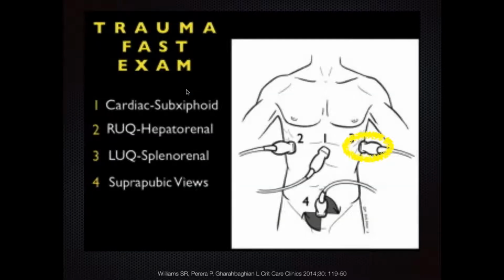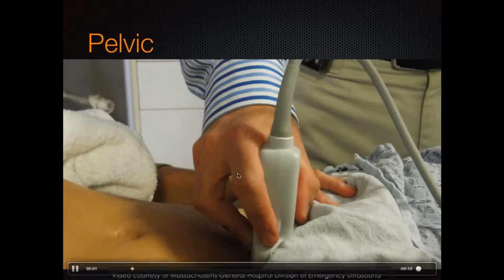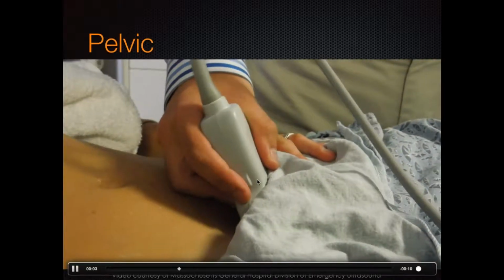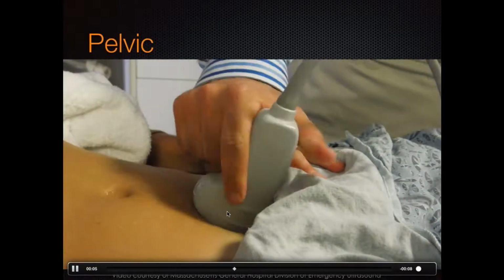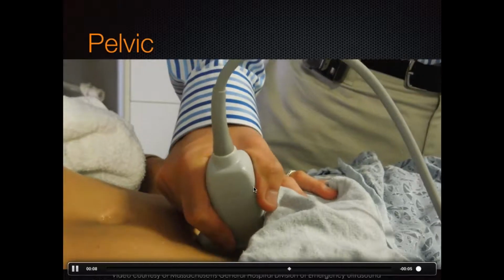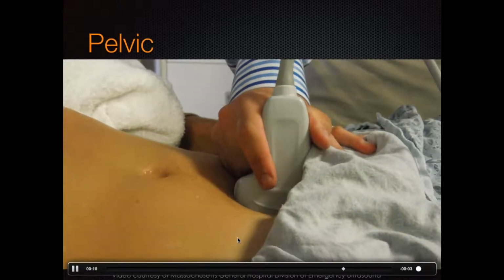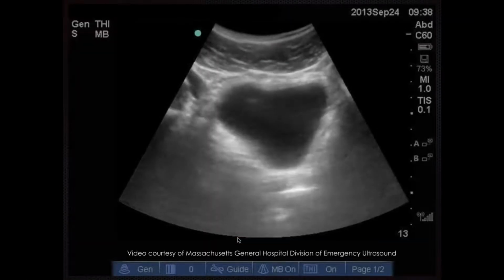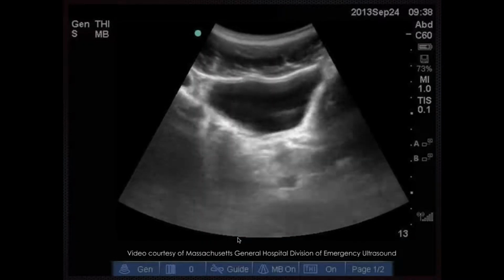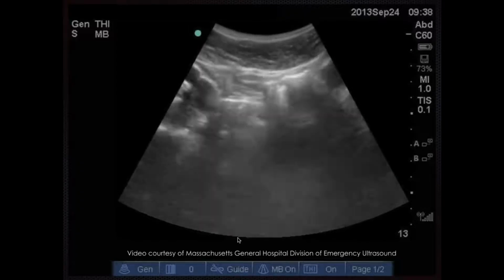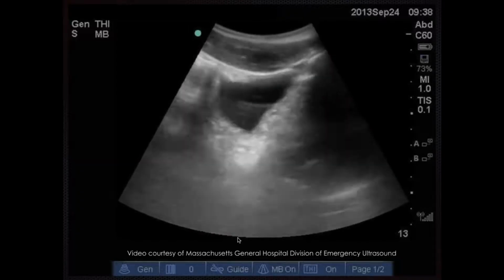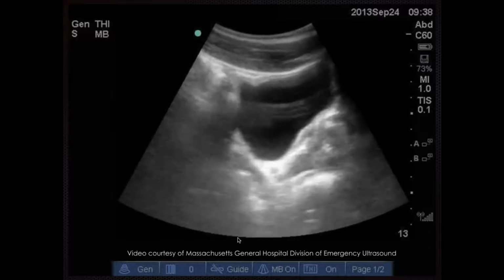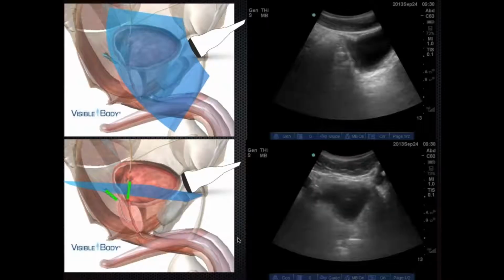Okay, so we just completed the left upper quadrant. Let's move on to the pelvic views. What we're going to do here is start out by scanning the bladder transversely, sweeping up and down, and then we're going to do a longitudinal scan, sweeping from side to side, like so. So here's a transverse view of the bladder, and then you're going to change to look for a longitudinal view of the bladder, and you want to sweep from side to side to really evaluate it.